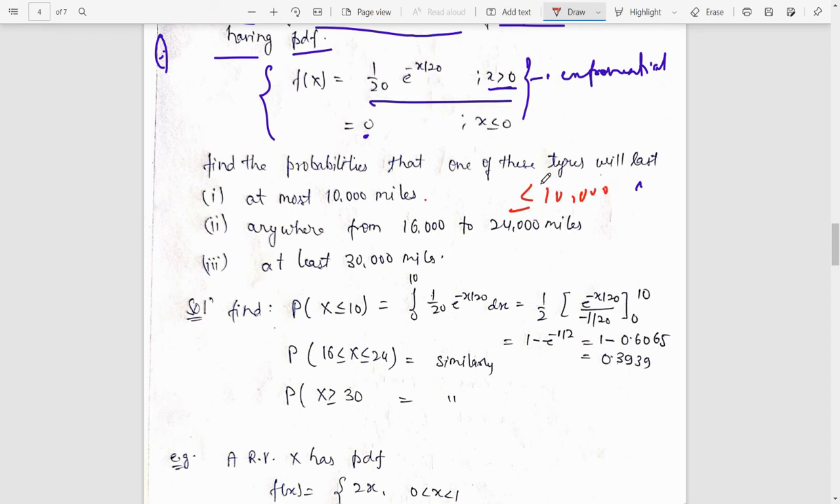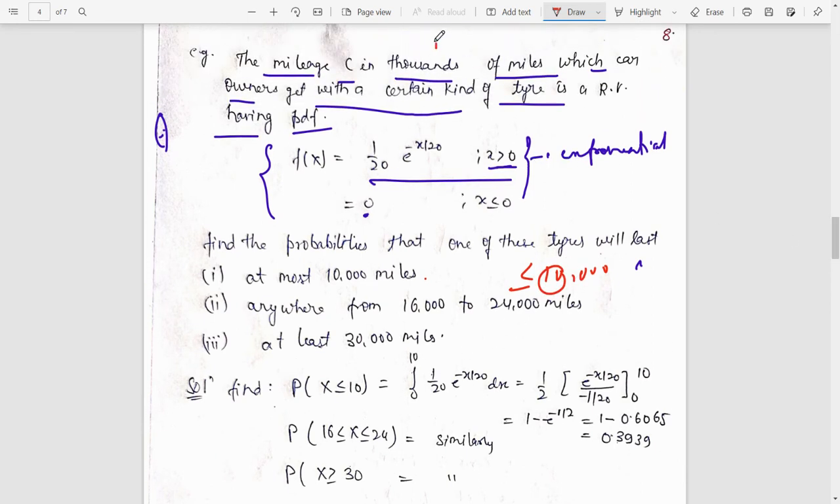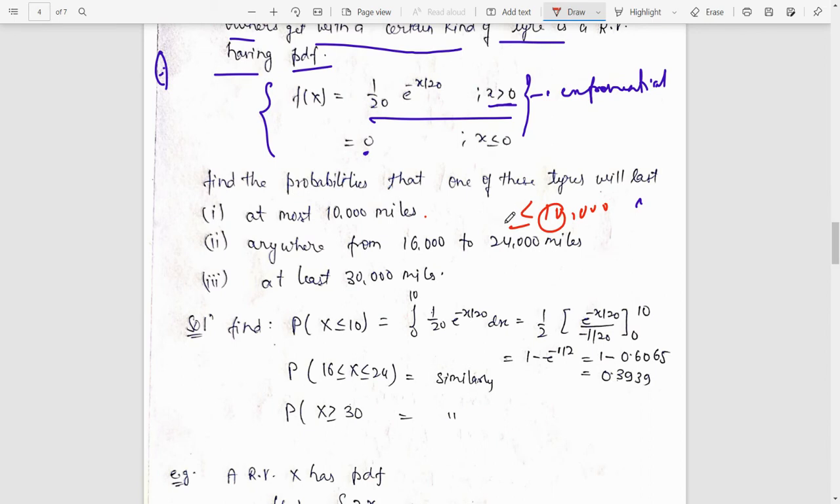Okay. Since we are modeling this probability in terms of thousands of miles, we will be taking only 10 here, because 10 means 10,000 miles. Obviously, this has been modeled in terms of thousands of miles, and this is written prior to the question. So this means that if x is the life of the tire, then what is the probability that x is less than or equal to 10?